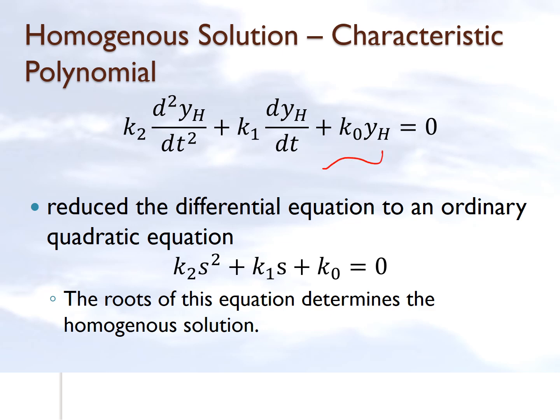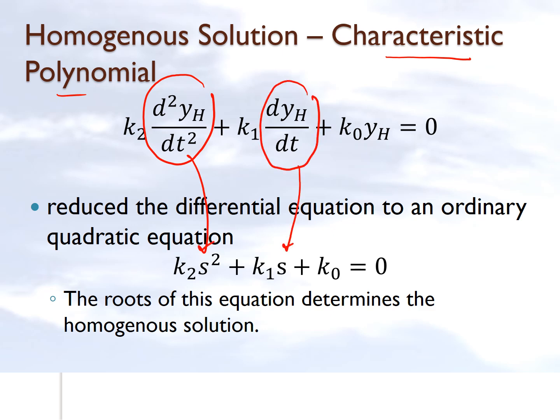So in order for us to generate that homogeneous solution, we construct what we call the characteristic polynomial. To construct the characteristic polynomial, we replace the derivative operator by some variable s. So the second derivative here will be replaced by s squared. This first derivative here would be replaced by s, and if no derivative, it would be s to the power 0, which is equal to 1. This gives us what we have here, what we call the characteristic polynomial. The roots of this characteristic polynomial determine the possible solution for the homogeneous solution.